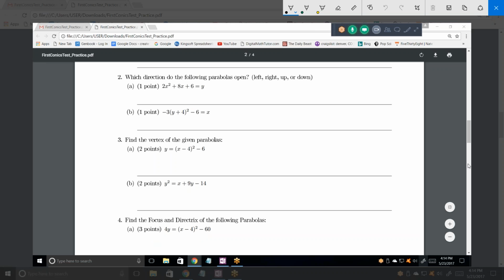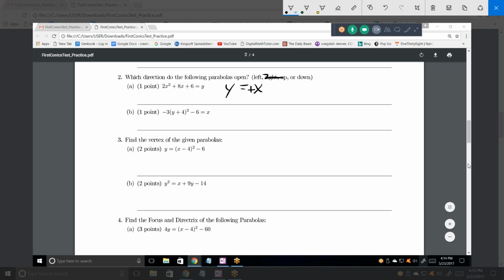First of all, it's of the form y equals x squared, right? Yeah. Which means it's either up or down. And it's up because that's positive. If it was negative, it would be down.